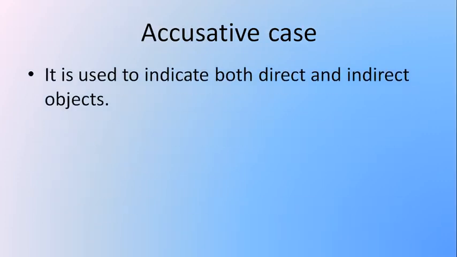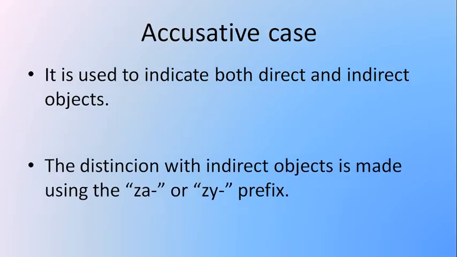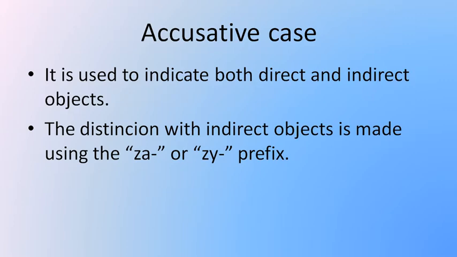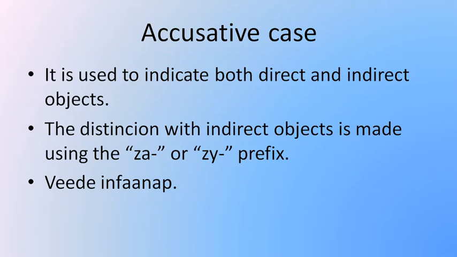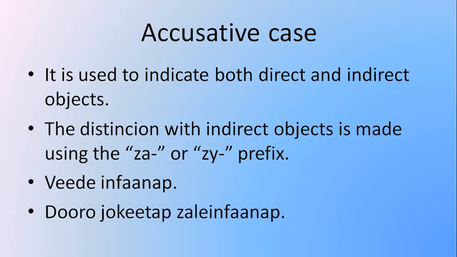So, accusative case, which is used to indicate both direct and indirect objects, and the distinction between direct and indirect is made using the ca or ts prefix for indirect objects. For a direct object, we have vede infanap, meaning I see a child, and for indirect objects, Doro joquetap tzale infanap, meaning I give a toy to the child. So the tsa prefix appears at tzale infanap, meaning that it's an indirect object. So that's how you can distinguish them.